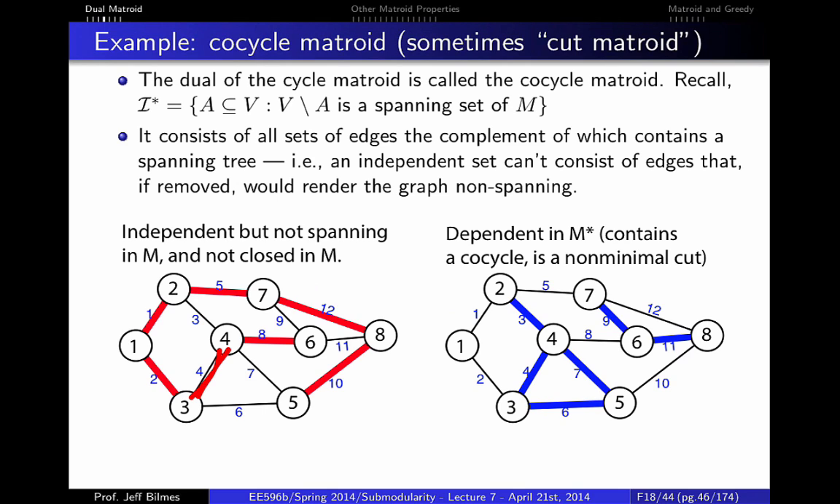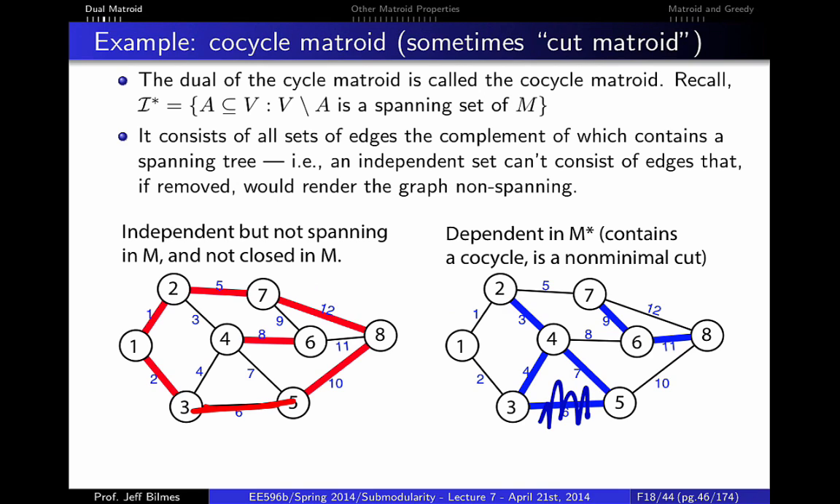Now I've created a spanning tree, so I have increased the rank. That doesn't close it. Anything that connects these two components is going to increase the rank. All these guys are going to increase the rank. The only thing that's not going to increase the rank is if I add this edge. It creates a cycle, doesn't increase the rank, it closes the set. So that's a closed set. If I were to remove this blue edge, if this guy was gone, would that be a minimal cut?